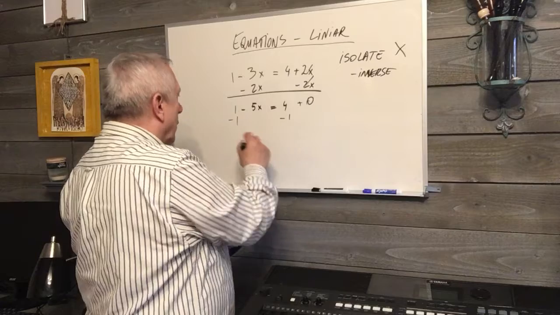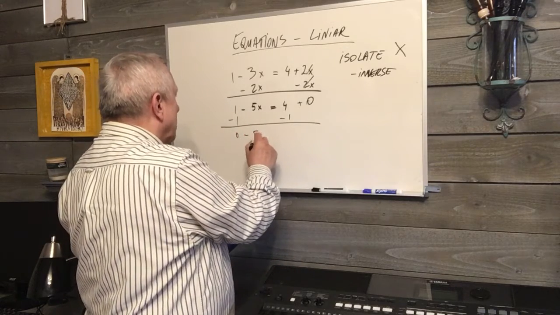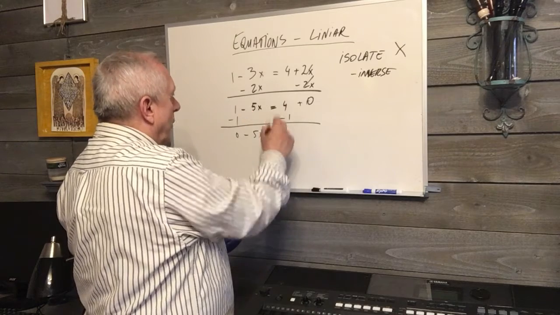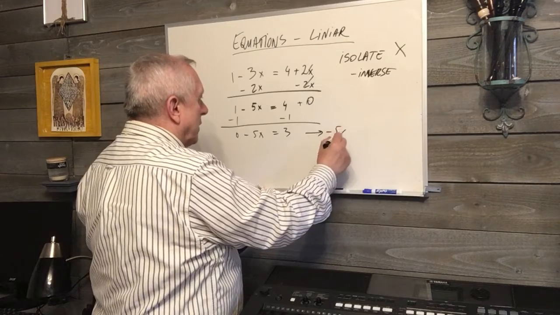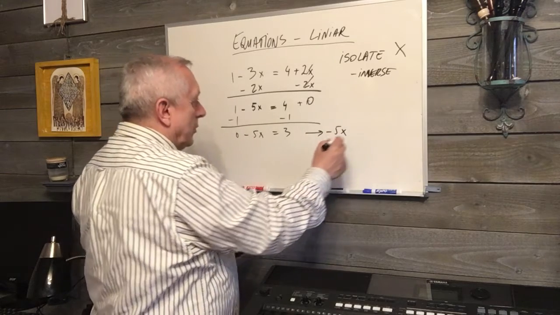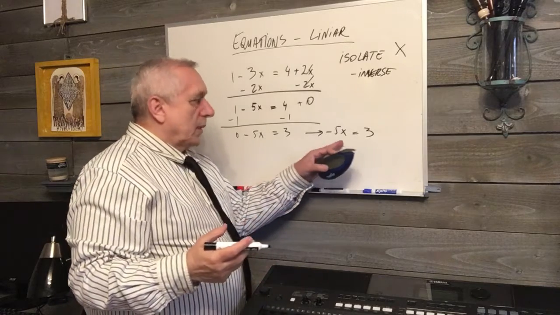So we subtract here 1 also. So that will be 1 minus 1 is 0. Minus 5x equals 4 minus 1 is 3. Now we have minus 5x, because this is how it is here, equals 3. What else do we have to do to get x by itself?